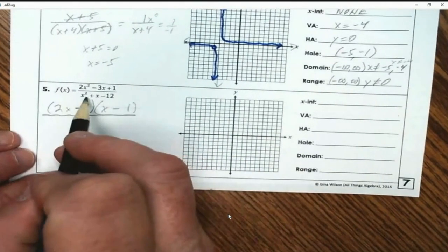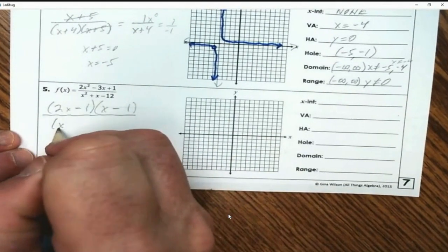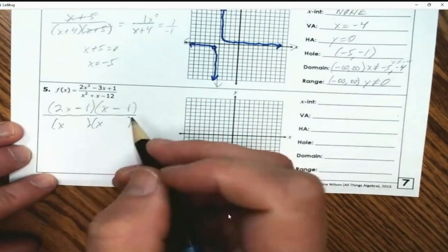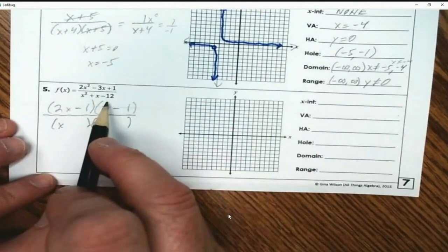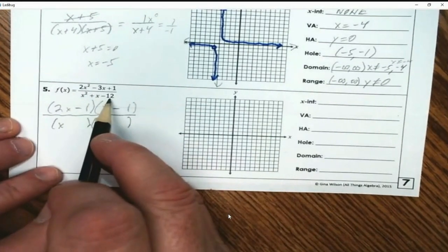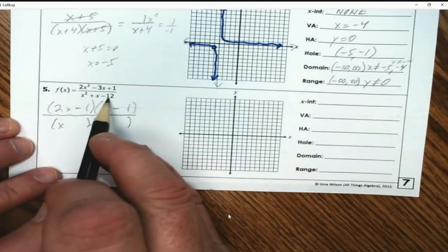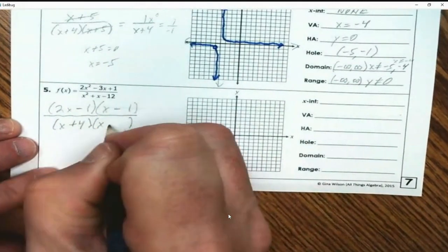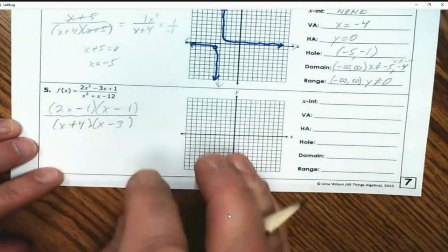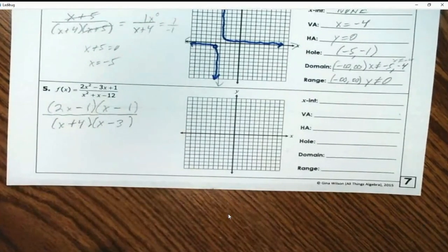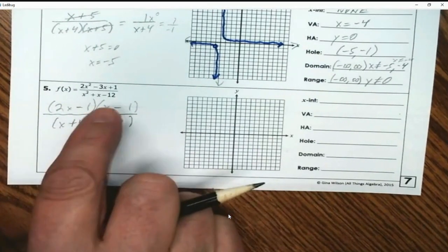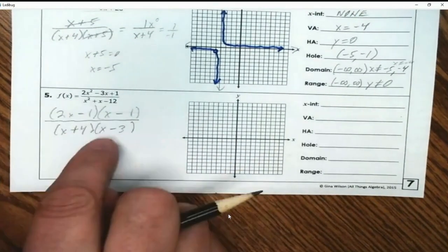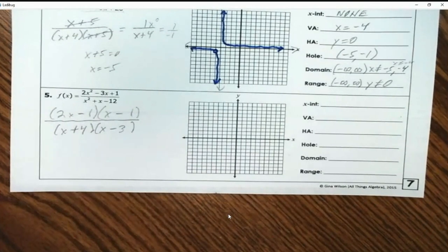And then here we have x squared, so it's x times x. And we have negative 12. And we want a positive. So two numbers that multiply together, they're just one apart. So it's 3 and 4 then, right? So we got x plus 4, x minus 3. All right. 2x minus 1, x minus 1, x plus 4, x minus 3. Notice we're not going to have any holes this time. There's nothing in common, and those are all simplified as far as they get.